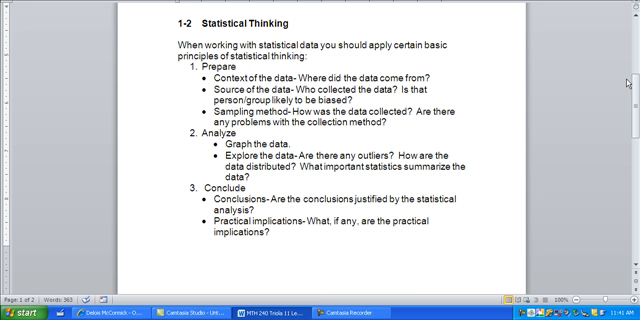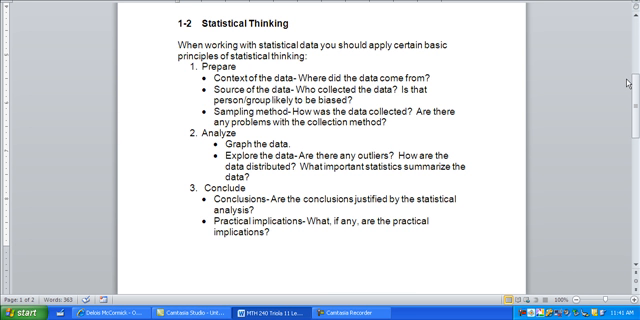So that's the first part, and that's basically what we're doing in Chapter 1. We're talking about how to prepare, that is. Where did the data come from? What's the source of the data? What's the sampling method?